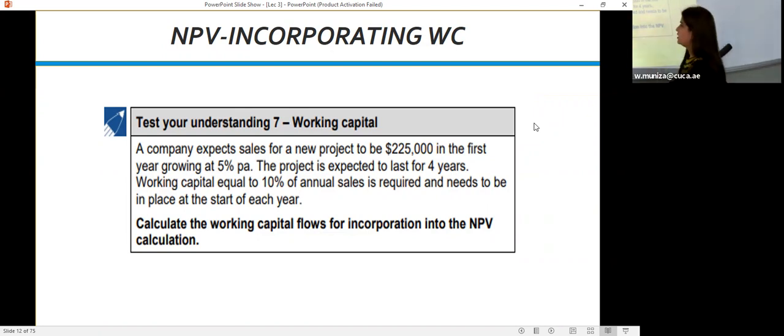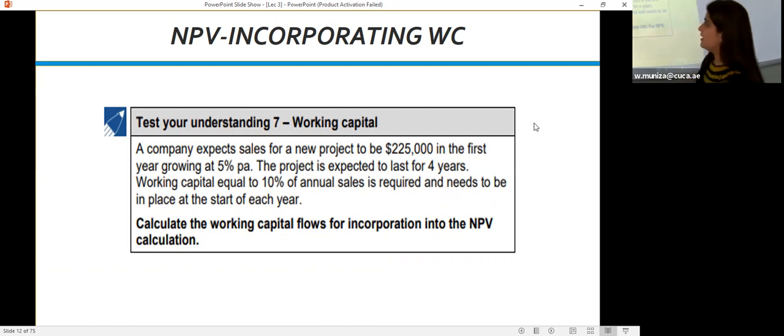The requirement of the question is to calculate the working capital flows for incorporation into the NPV calculation. So they are not asking us to calculate the NPV, we are just required to calculate the working capital flows. We can see how to incorporate working capital into our investment appraisal questions. What is the formula for this? There is no formula, they were just explaining these steps, okay?